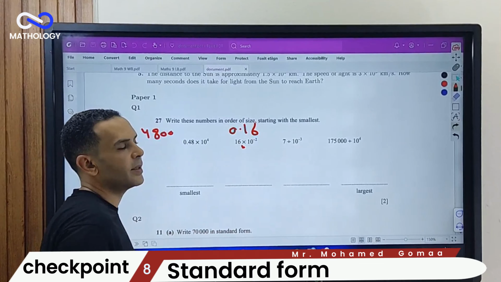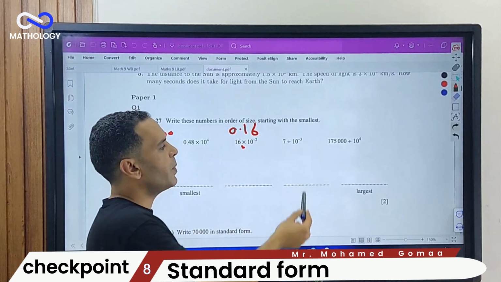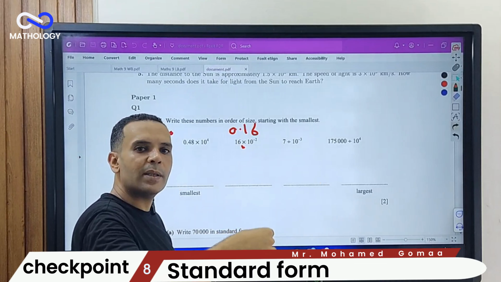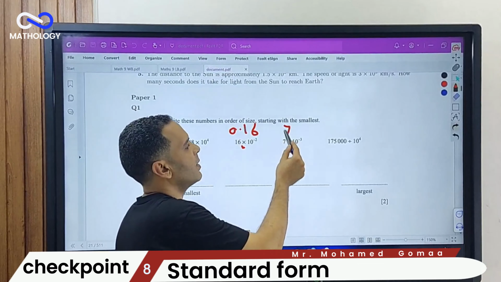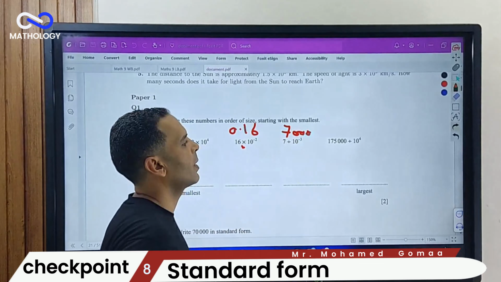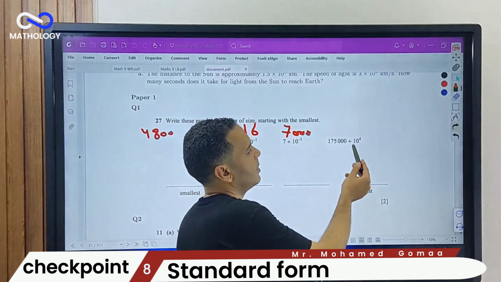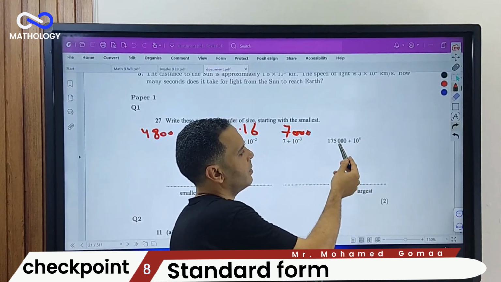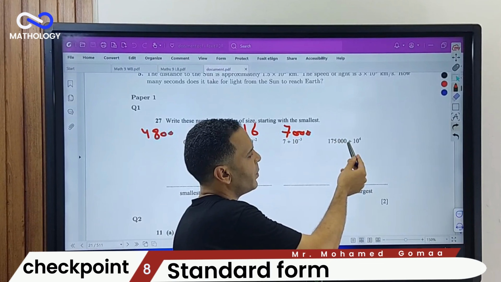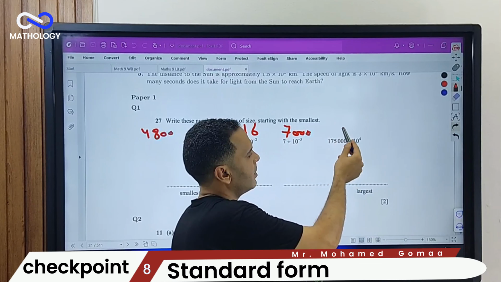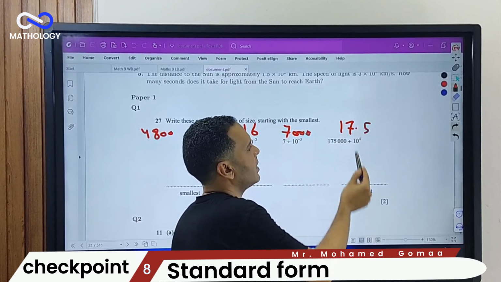7 divided by 10 power negative 3. 10 power negative 3, it will be 7 multiply 10 power 3, which equals 7,000. Here, divided by 10 power 4, move the decimal point 4 places to the left, it will be 17.5.